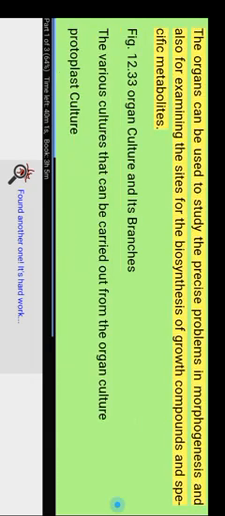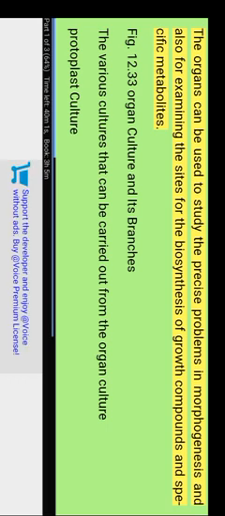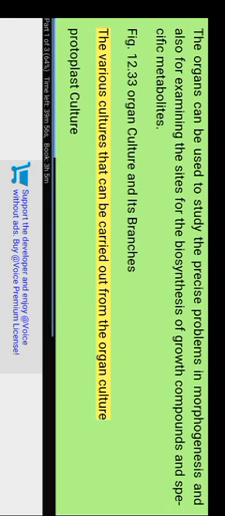The organs can be used to study the precise problems in morphogenesis and also for examining the sites for the biosynthesis of growth compounds and specific metabolites. Figure 12.33 Organ culture and its branches. The various cultures that can be carried out from the organ culture.